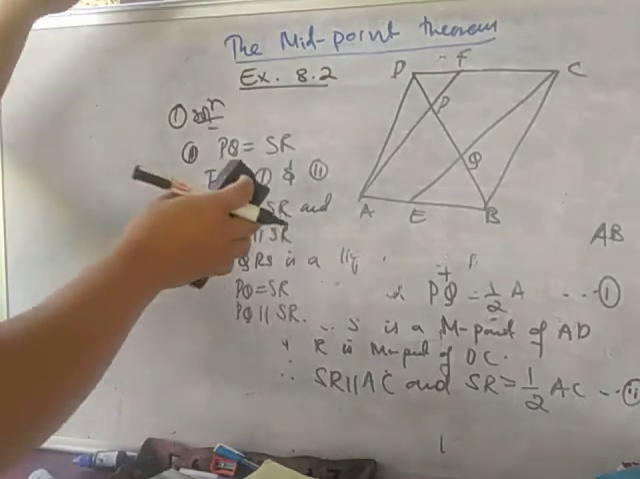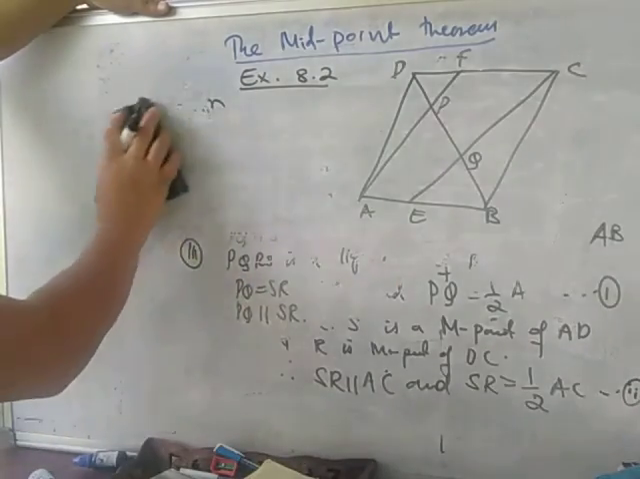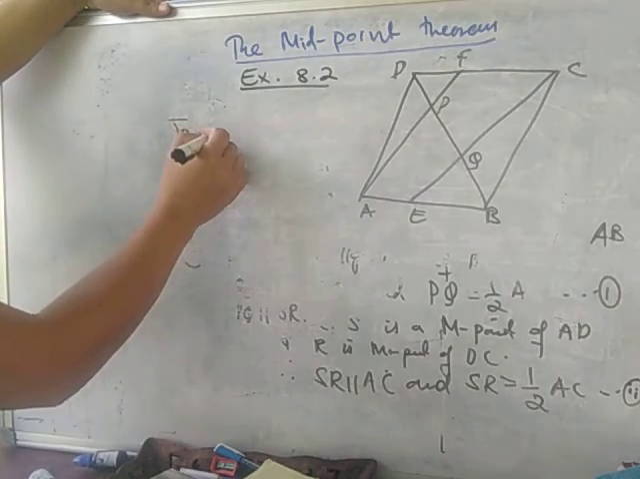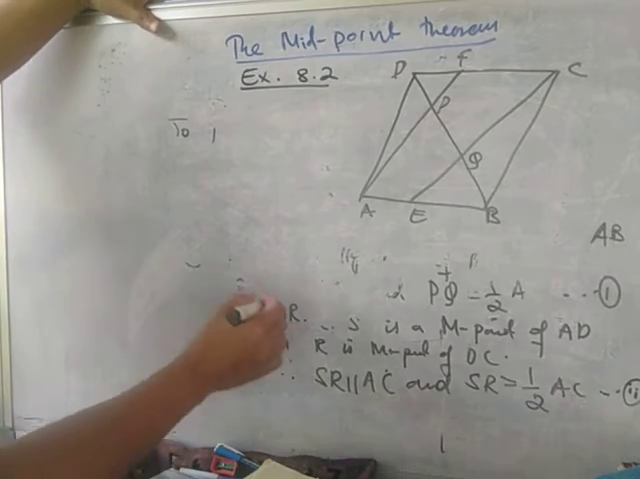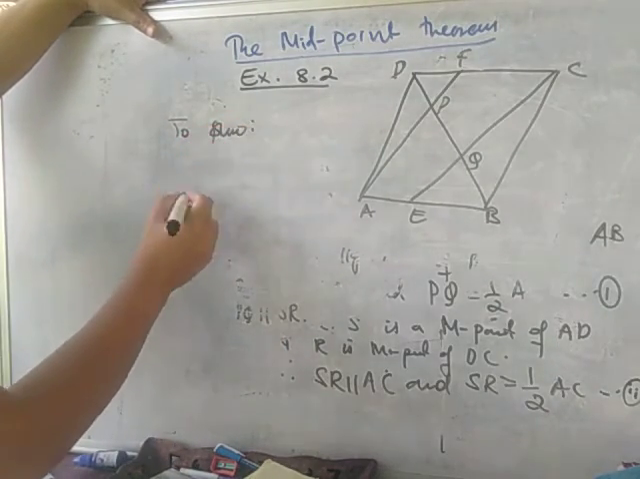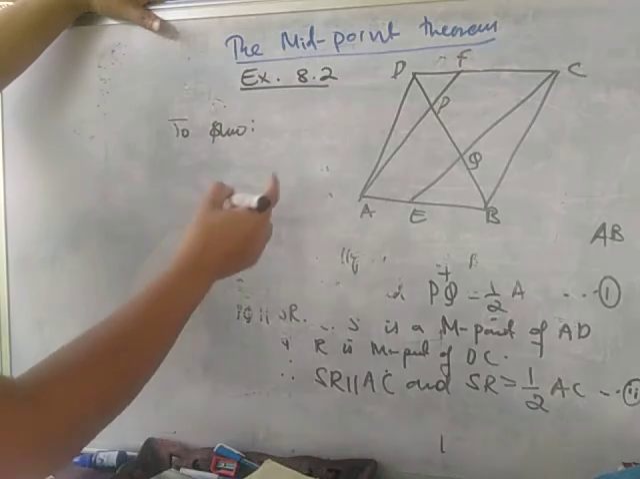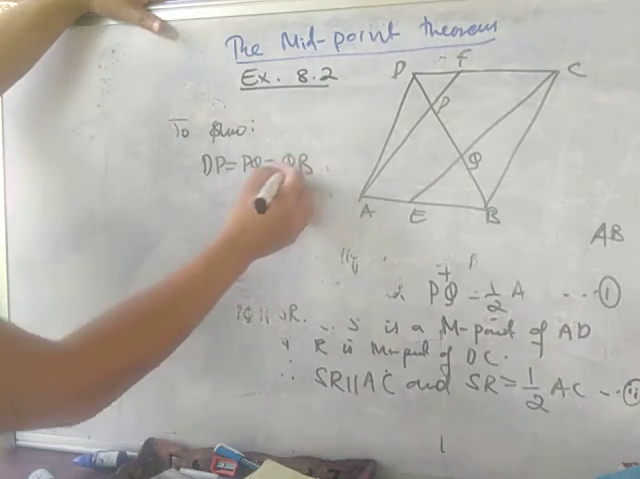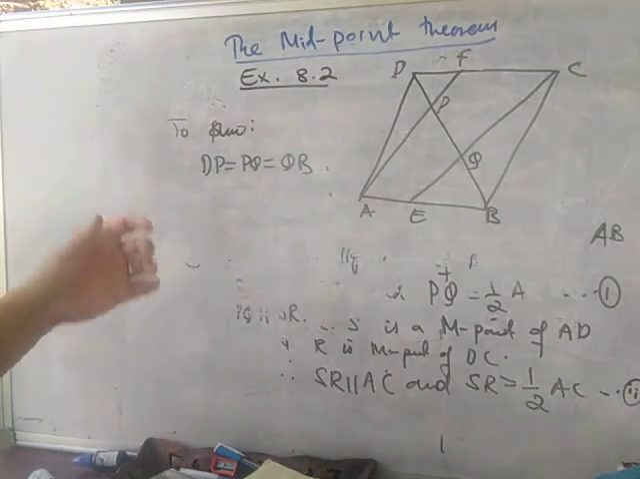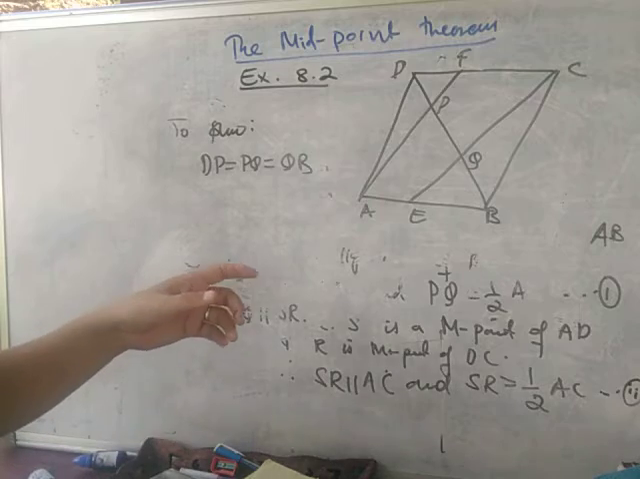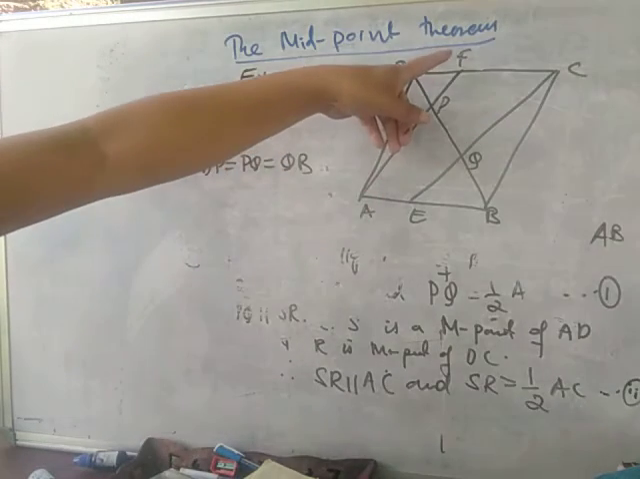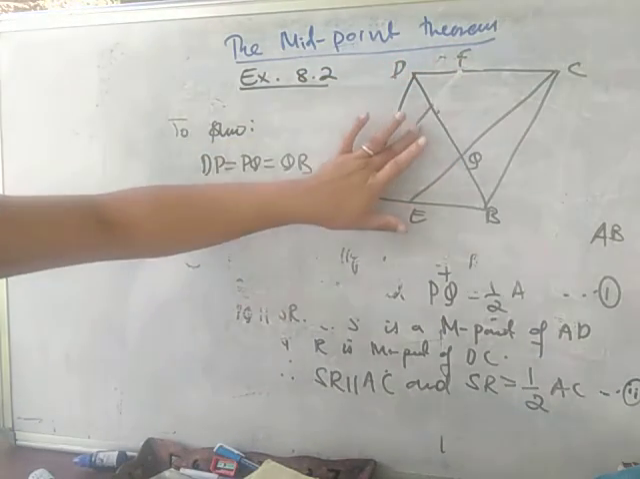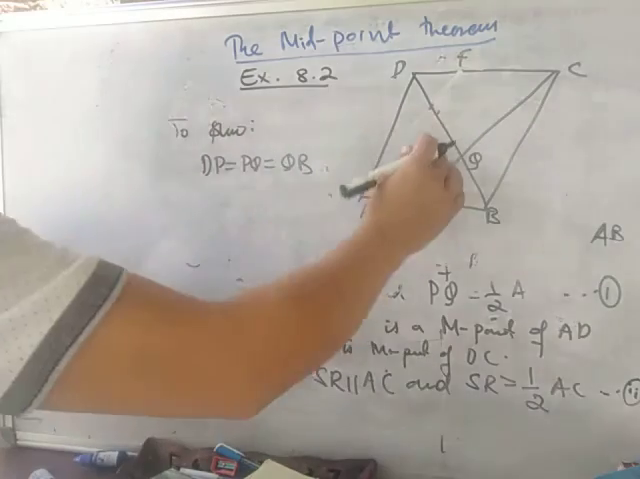So write down, to prove. What to prove? Write down to prove or to show: DP equals PQ equals QB. Same thing, QB or BQ. Now start with the triangle, okay? Since E and F are midpoints, mark the midpoints, okay?